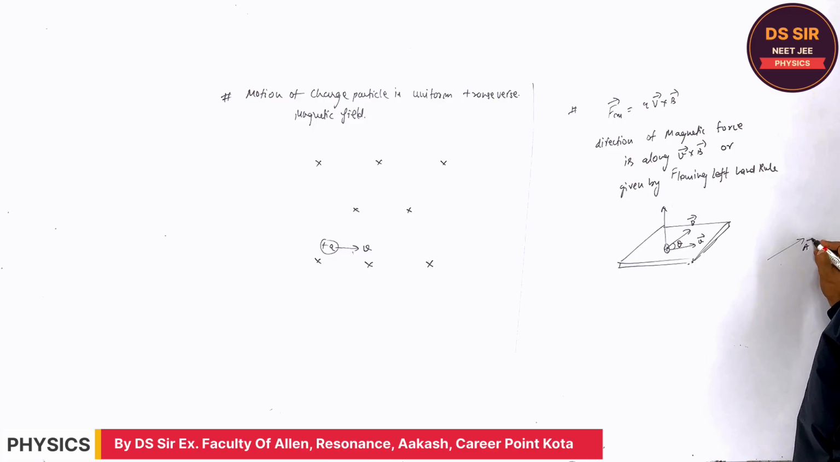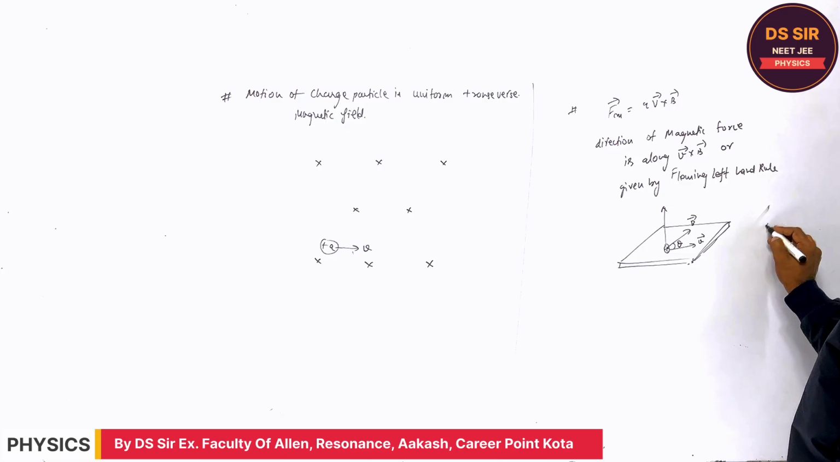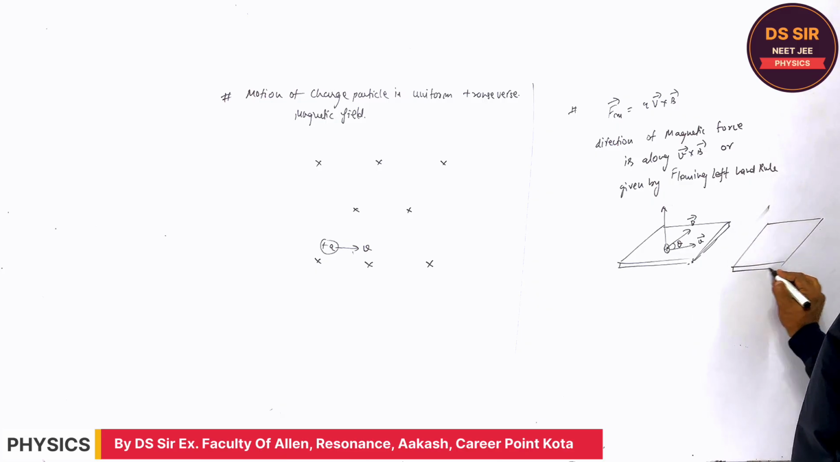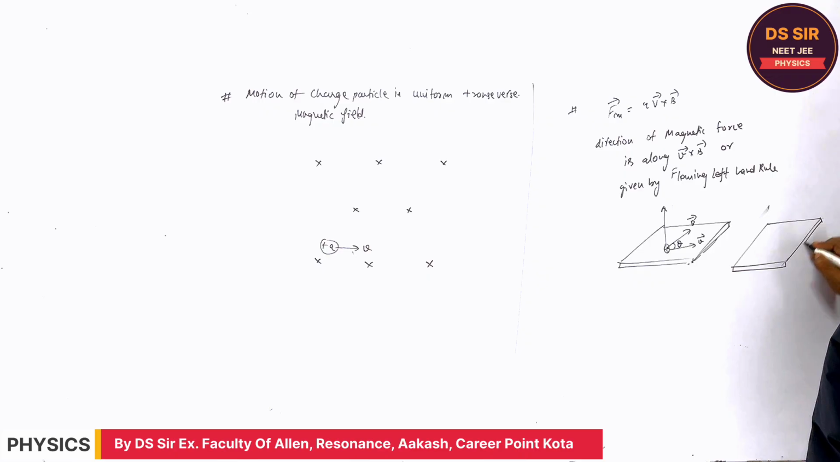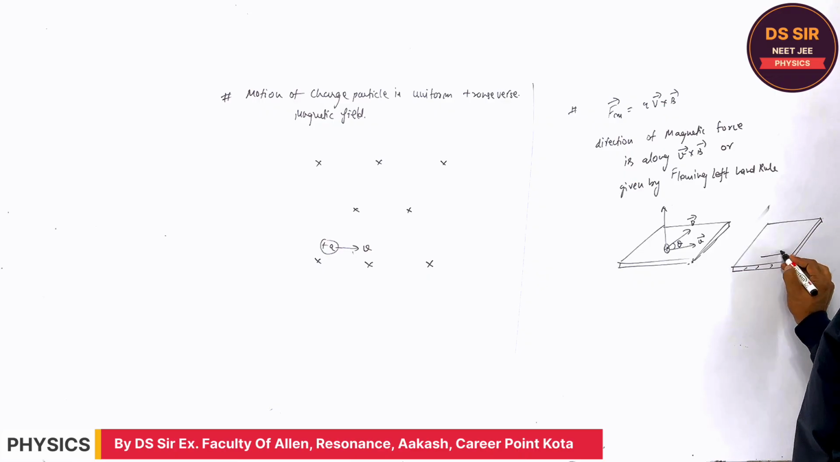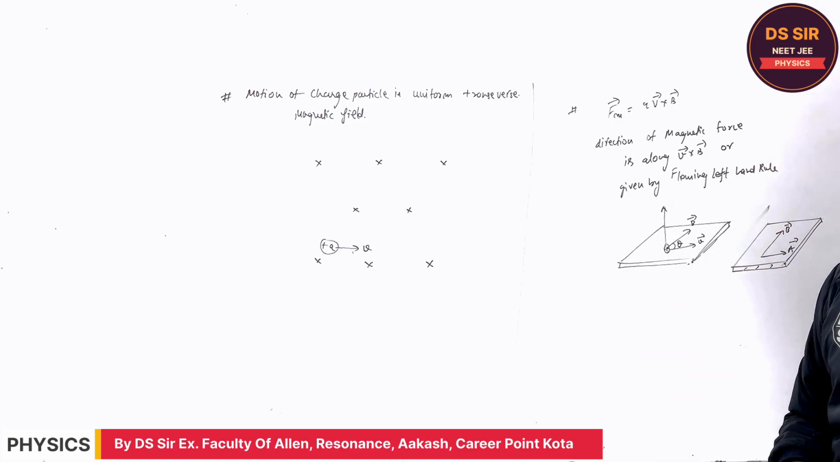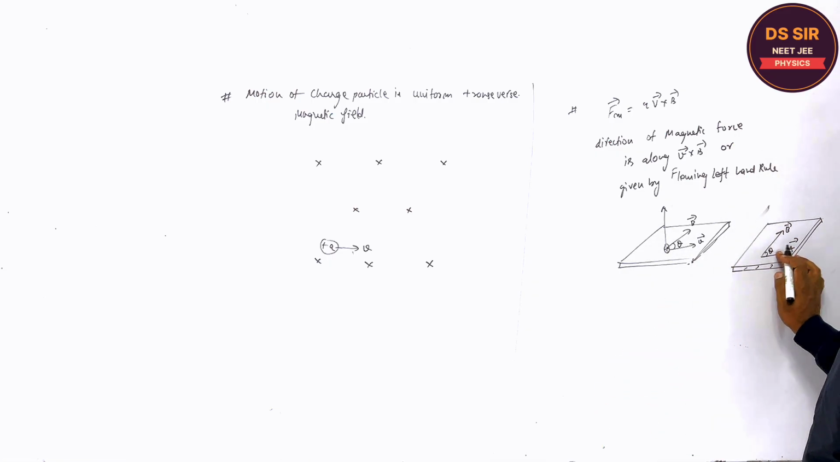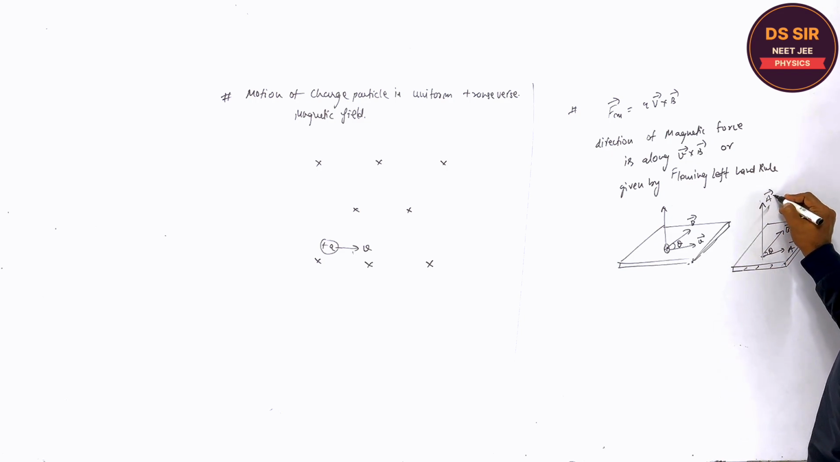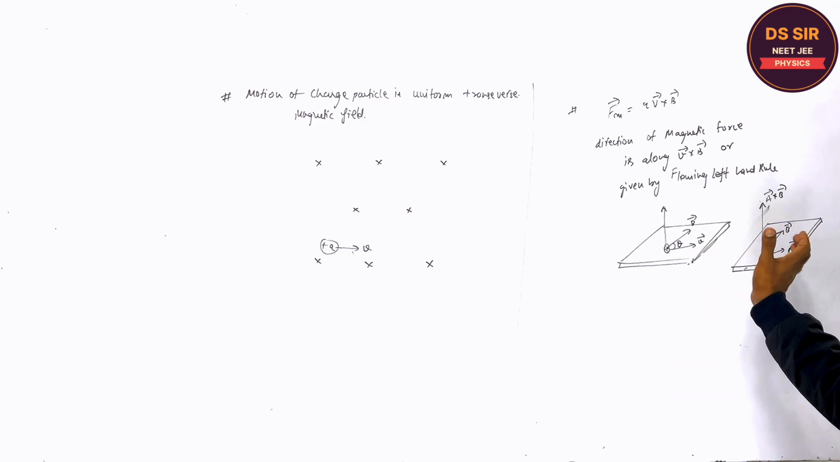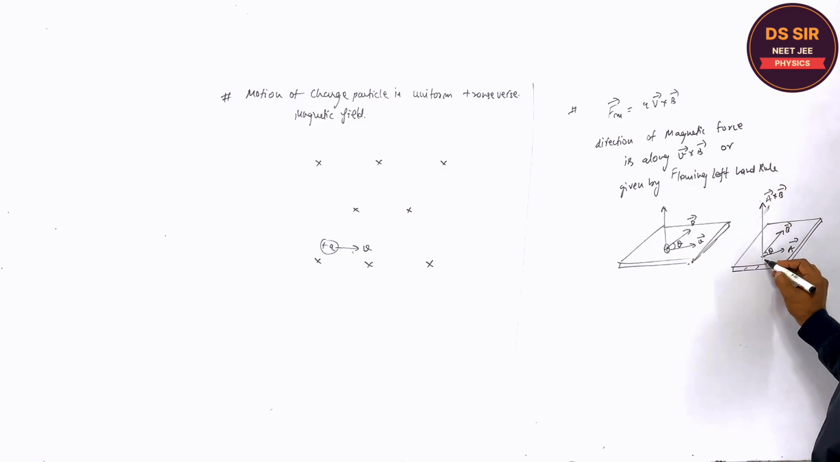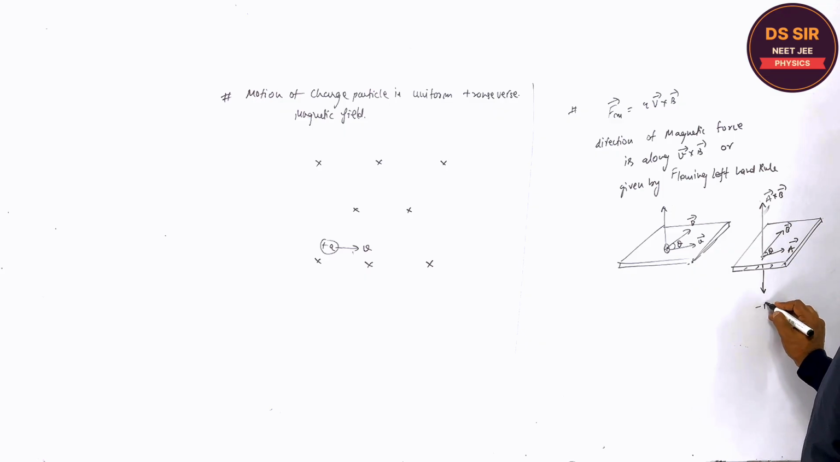If this is the A vector and this is the B vector, suppose this is the plane, and both vectors are in the same plane and the angle between them is theta. Then this is the direction of A cross B, and what is this direction? Minus A cross B. Are you getting or not?